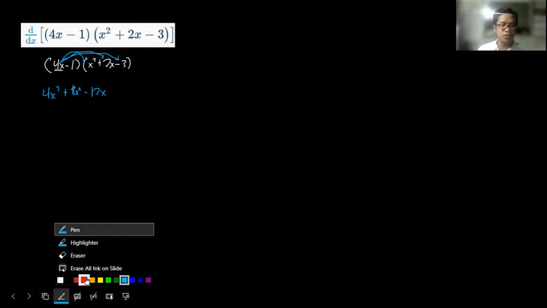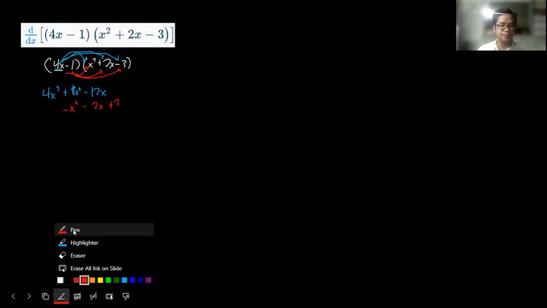Next, we're going to focus on the second term, which is negative 1. So multiply this one again to the first term of the trinomial. Negative 1 times x squared is negative x squared. Negative 1 times positive 2x is negative 2x. And last but not least, negative 1 times negative 3 is positive 3. Now let's combine them.